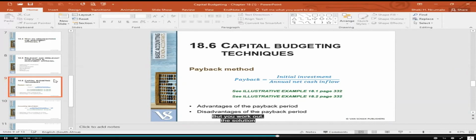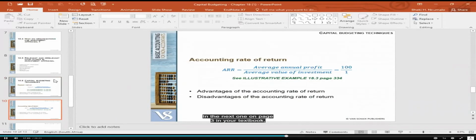You'll use this illustrative example. Also, it's covered in your TAT. There is a TAT that you do where we consider how to work out the payback method. And the next one, on page 333 in your textbook, is accounting rate of return.